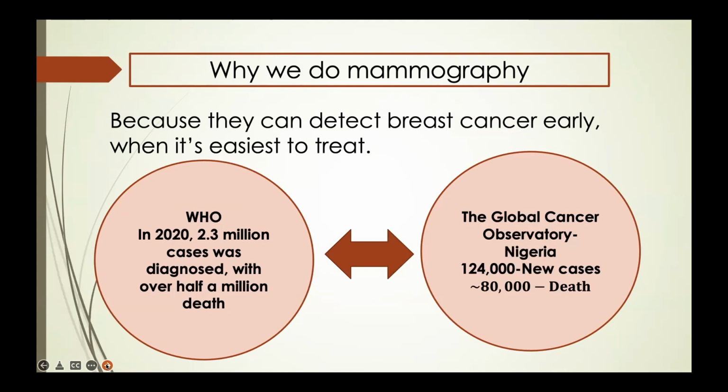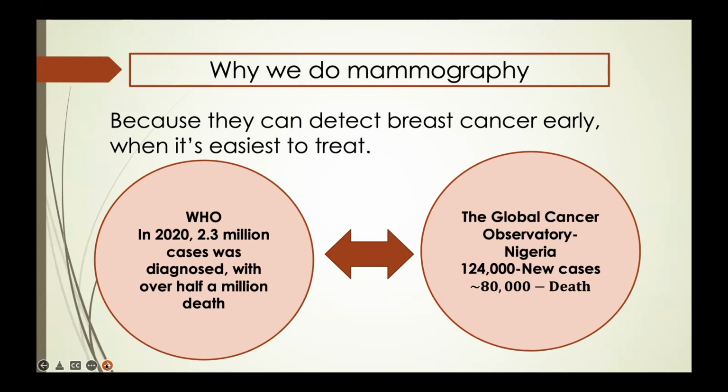According to the World Health Organization, in 2020, there were about 2.3 million cases diagnosed, and about half a million of those diagnosed died of cancer. Currently in Nigeria, breast cancer is the most common cancer found in women, next to cervical cancer. Men also have breast cancer, but I think it's a very rare disease. In Nigeria, we have currently about 124,000 new cases every year, and about 80,000 of them die.